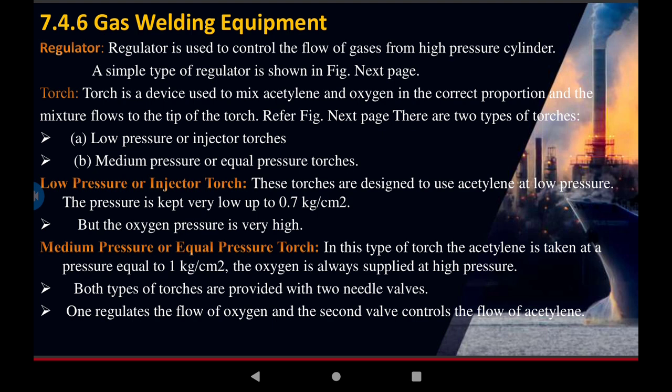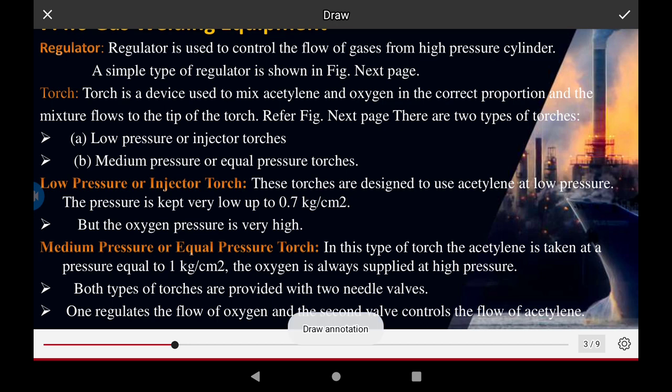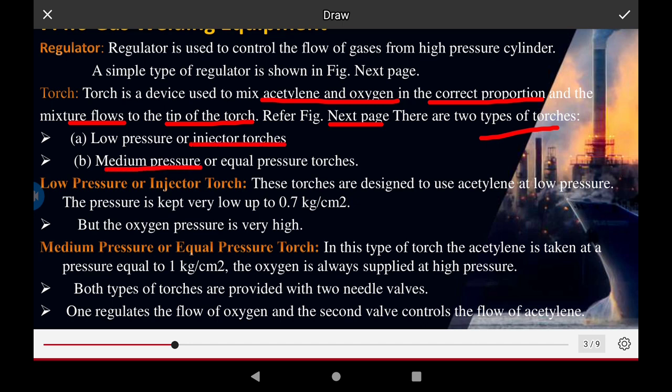The torch. What is the torch? It is a device used to mix acetylene and oxygen in the correct proportion, and the mixed gas flows out of the tip of the torch. Next, there are two types of torch: low pressure or injector torch, and medium pressure or equal pressure torch.